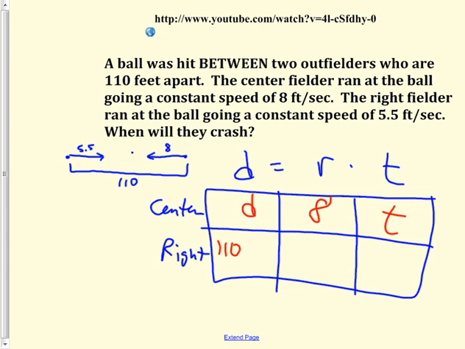Here's why. 110 is the total distance, minus D. D is the distance that the center fielder went. The right fielder is going to have to go whatever distance the center fielder didn't go. So you take the total of 110 and subtract D. Here's another way to say it that works for some kids: would you agree that if we add up the center fielder and the right fielder, it should add up to 110?